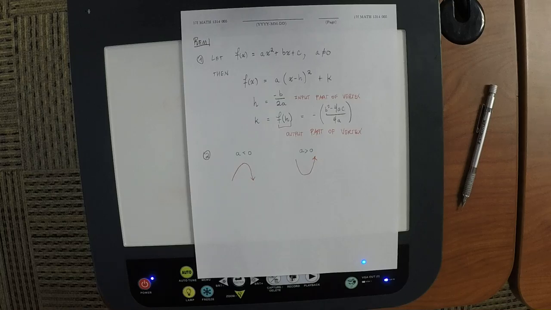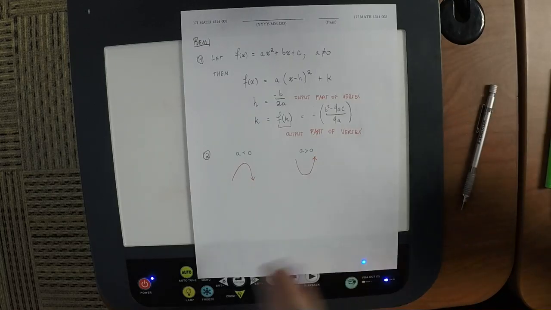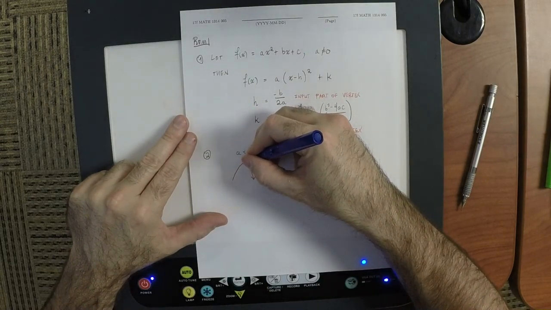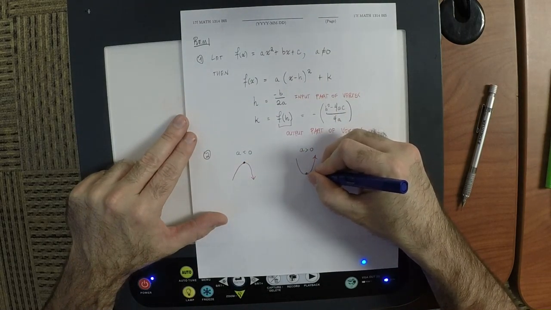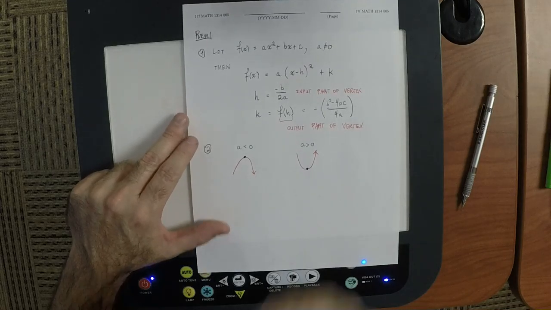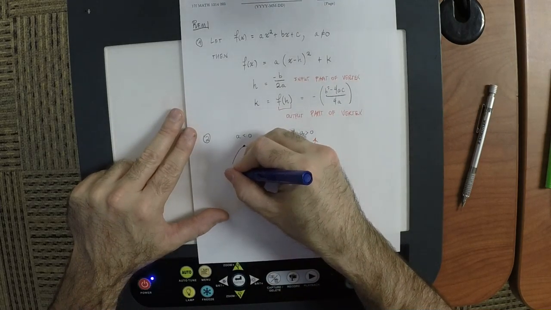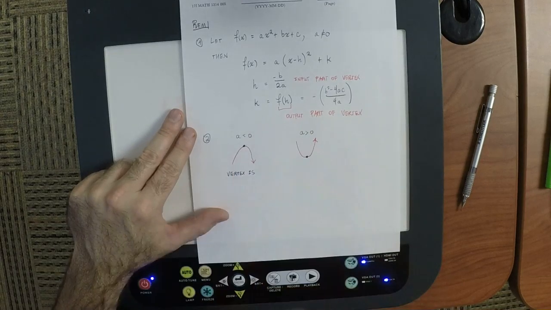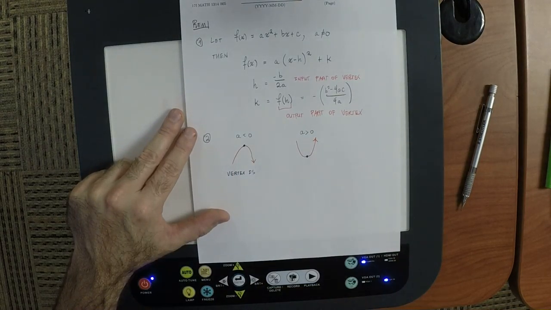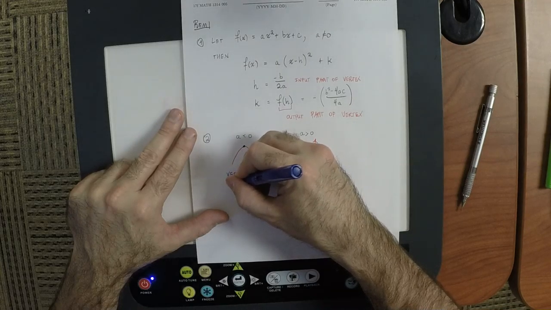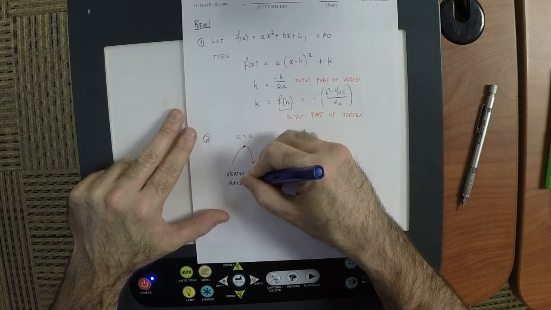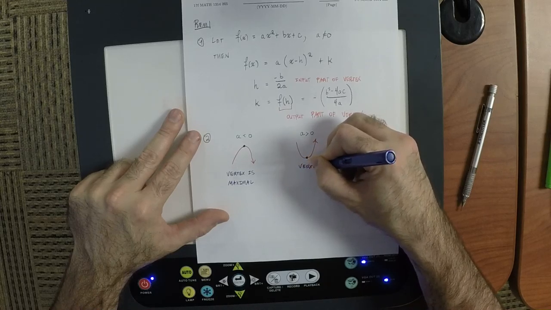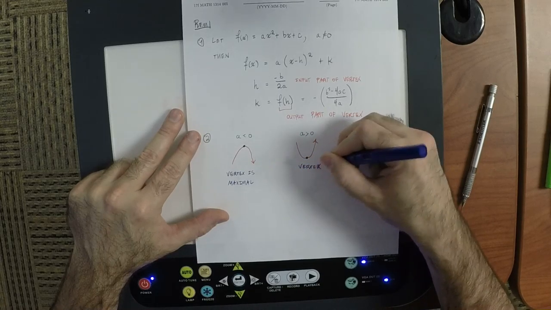Okay, and what I'd like for you to observe about these two situations is that the vertex in this case is at the top, the vertex in this case is at the bottom. So in particular, in this case, the vertex is maximal. And in this case, the vertex is minimal. Vertex is minimal.